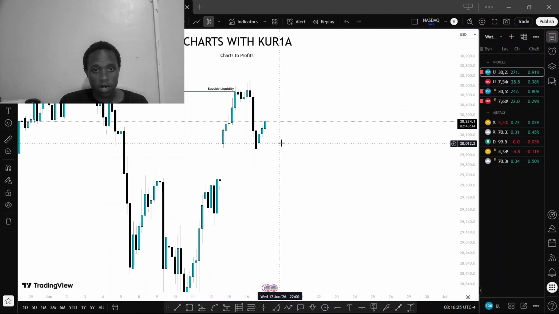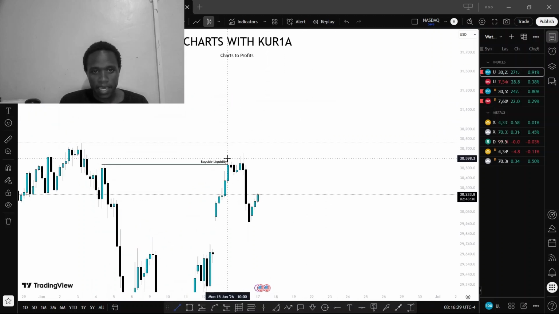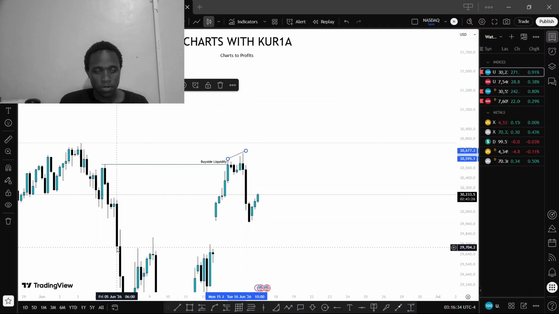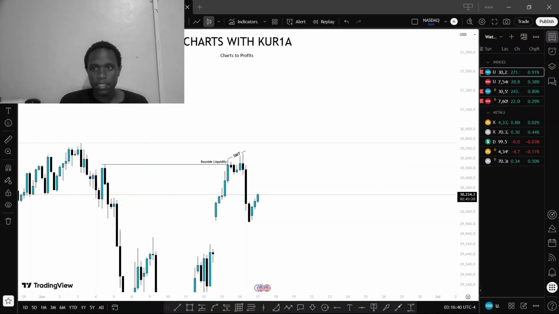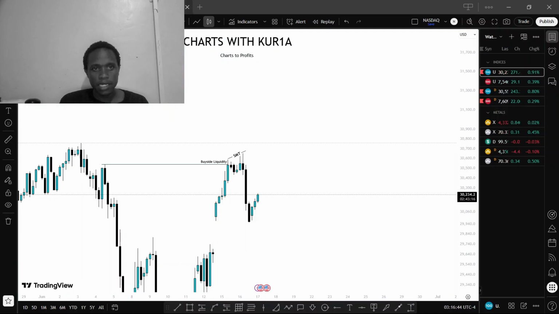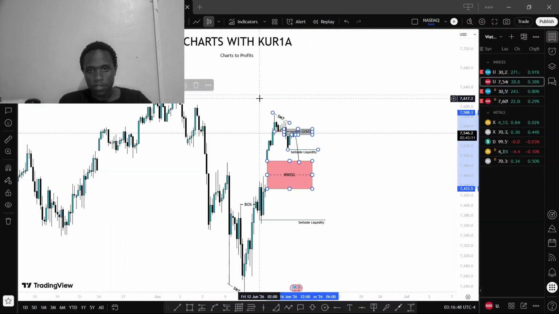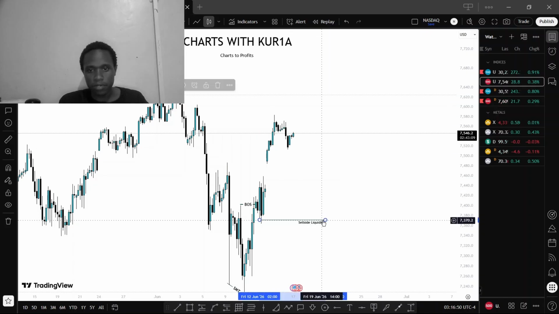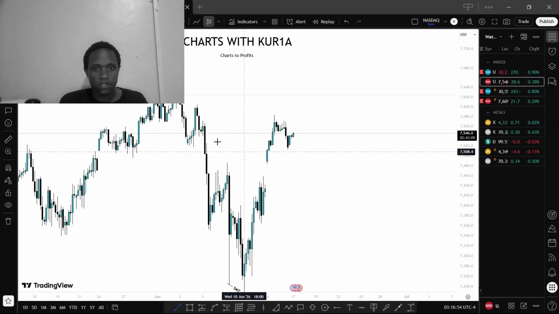So come back to the 4-hour. I mark the buy side liquidity, and then now I mark my SMT, which is also a liquidity sweep at the same time. This is an SMT, and then now I come to US 500. I like Nasdaq on that side. US 500, we do the same thing. So let me just delete that. We will mark it once again. That is just my analysis for today's price action.